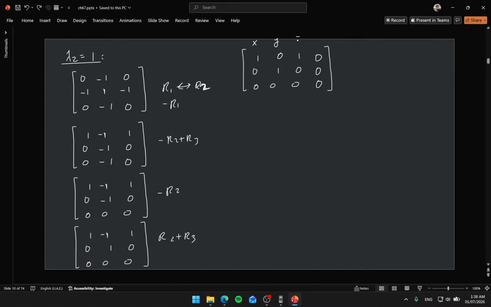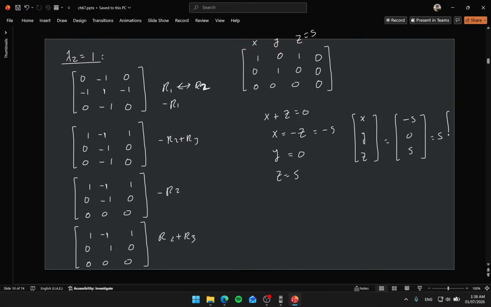X, Y, Z, but now Z doesn't have a pivot, so we call it S. So it's X plus Z equals 0. So X equals negative Z. And Y equals 0. And Z equals S. So here it's negative S. So X, Y, Z is equal to X is negative S, this is 0, this is S. If we take S as a common factor, we get negative 1, 0, 1.